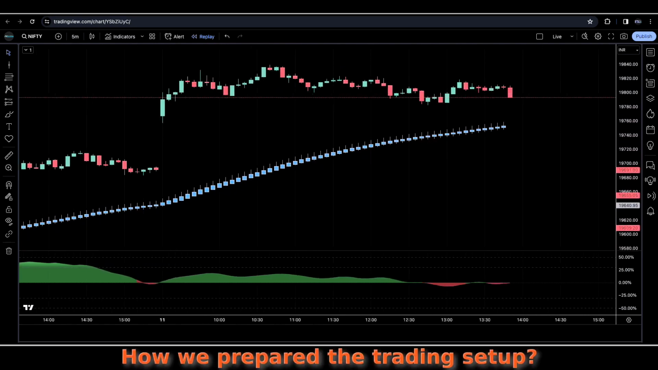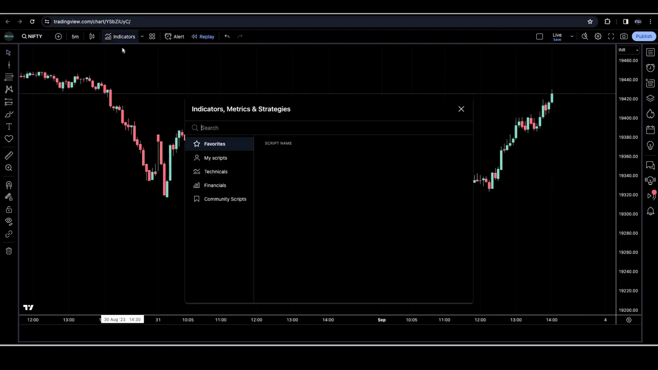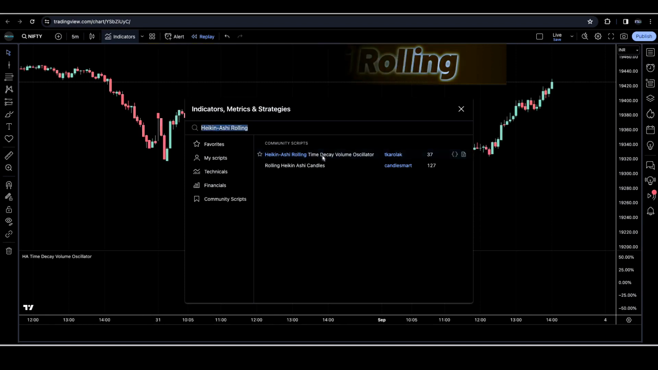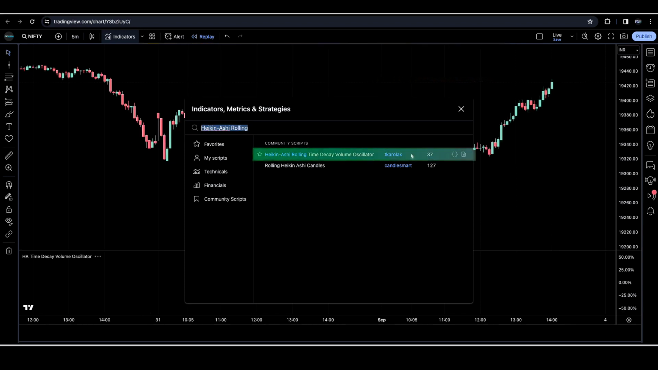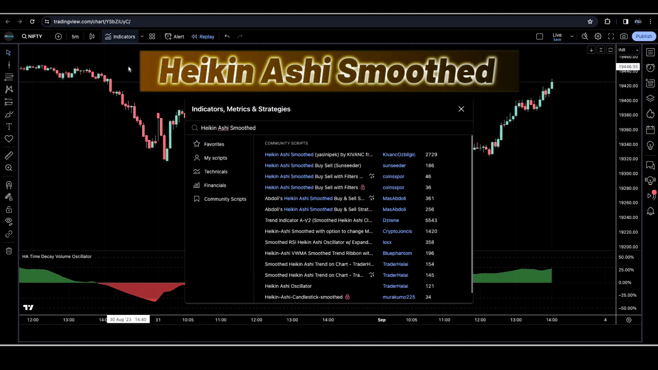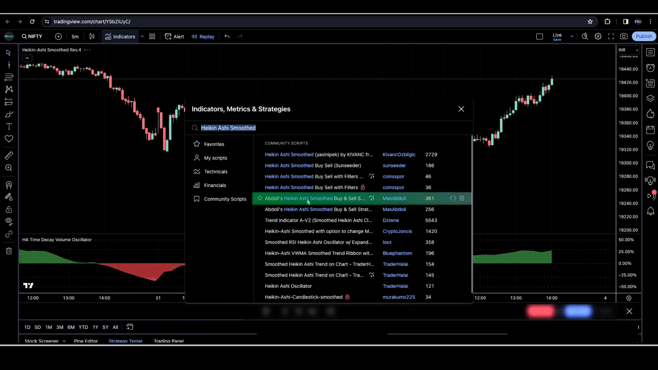How we prepared the trading setup. Firstly, we have to find the name Heikin Ashi rolling. The Heikin Ashi rolling time decay volume oscillator has to be added. After that we have to apply another indicator on the chart. In this we have to find the name Heikin Ashi smoothed. The Abdali's Heikin Ashi smoothed buy and sell needs to be added.